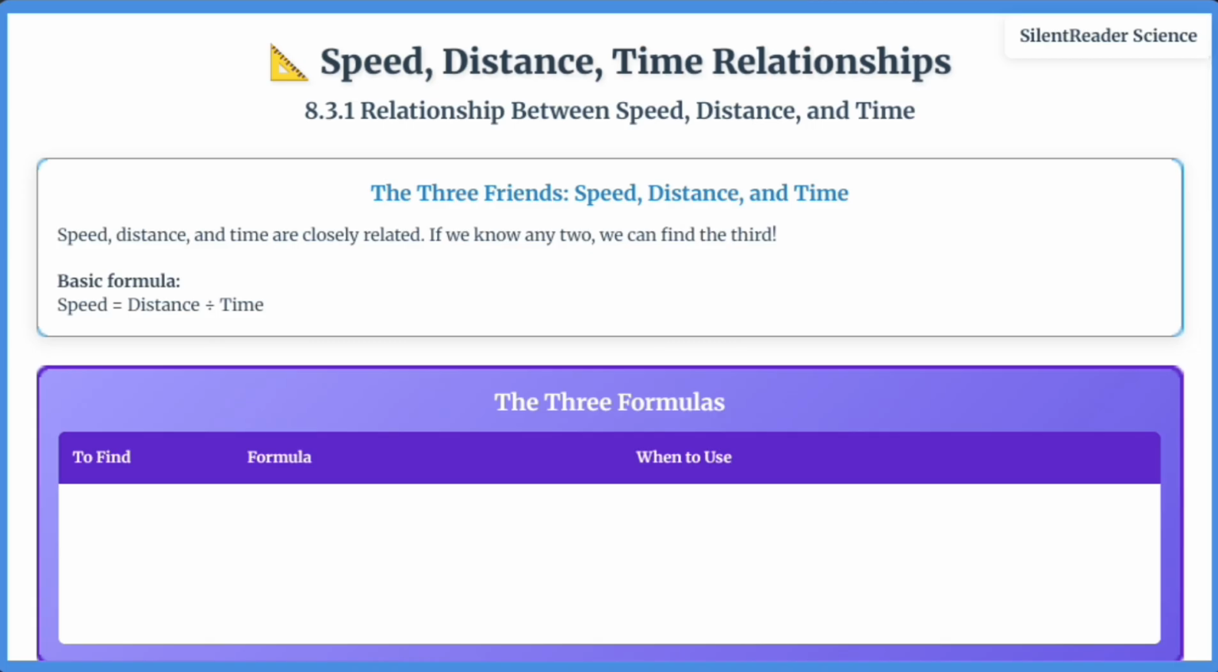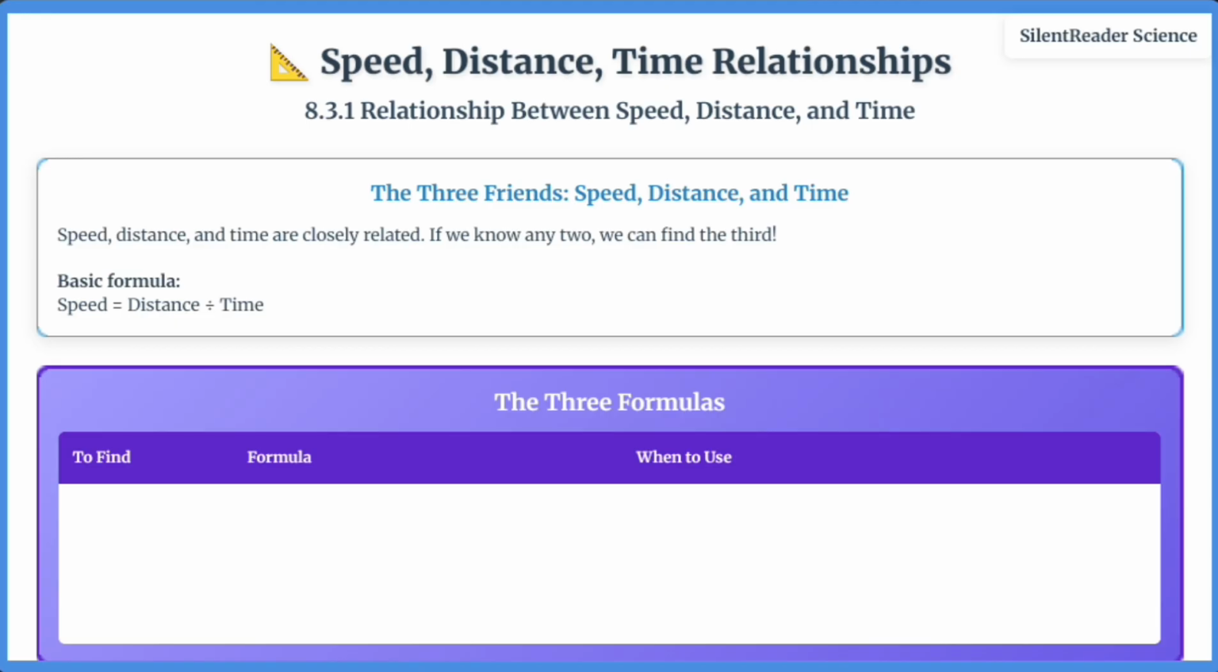Speed, distance, and time are closely related. If we know any two, we can find the third. The basic formula is speed equals distance divided by time. From this, we can derive that distance equals speed multiplied by time, and time equals distance divided by speed.